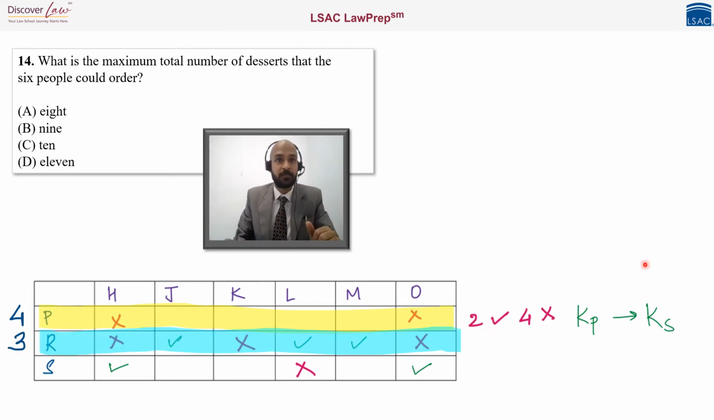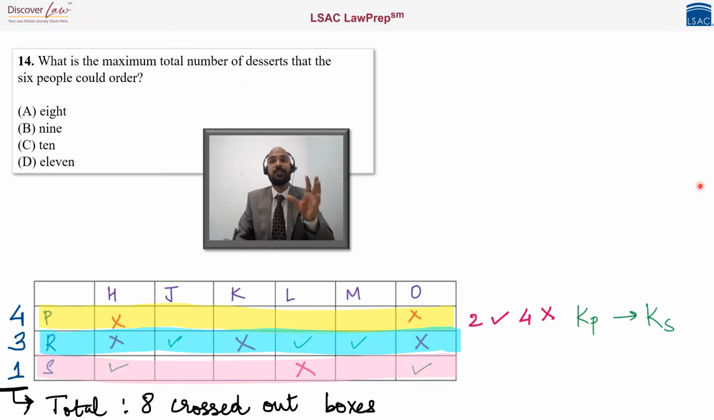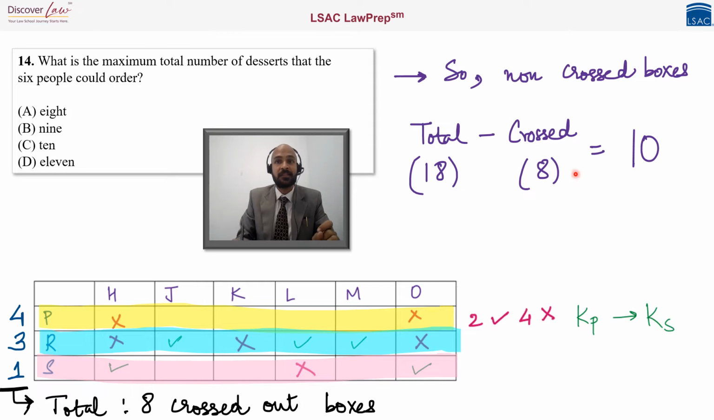Let's look at the next one. Here we see 3 crossed out boxes, and in the last one you can see only 1 crossed out box. Now what is the total number of desserts that 6 people could order? You see the total number minus the number of crossed out boxes. So here the total of this is 8 crossed out boxes. So the non crossed out boxes is the maximum possible, and therefore the answer to this is 10.